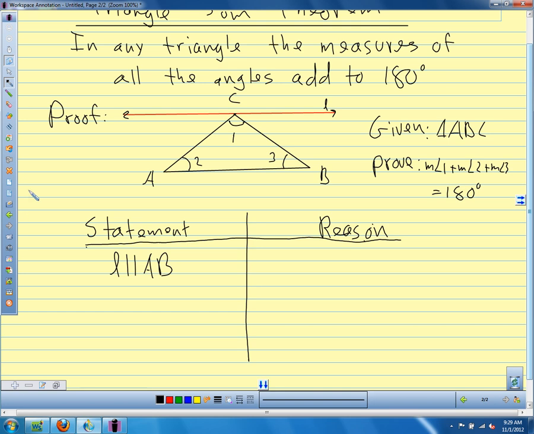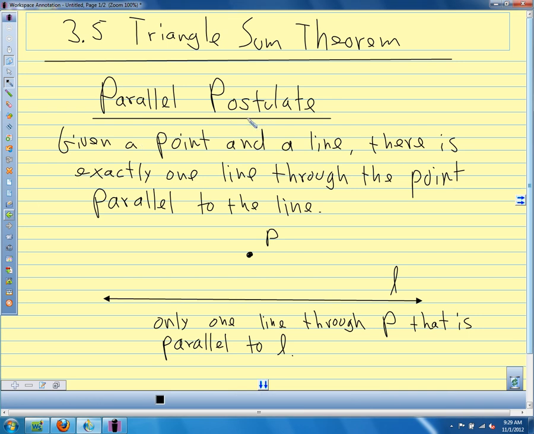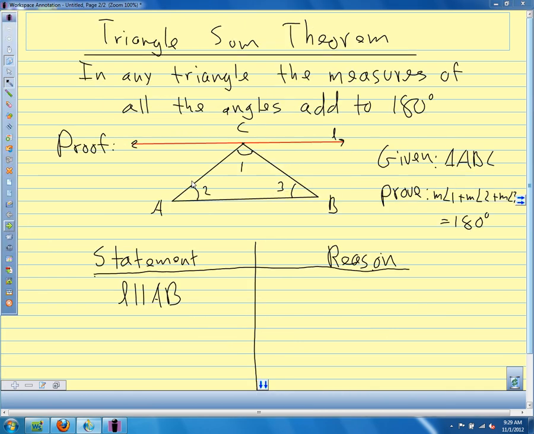What was our postulate? What did we start out with? The parallel postulate. The parallel postulate says that there's exactly one line through point P that's parallel to another line. The parallel postulate tells me I can construct a line through point C that's parallel to the base of the triangle. That is the parallel postulate.